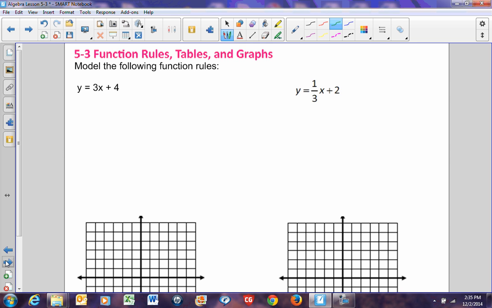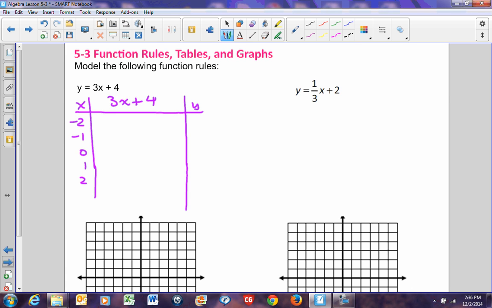Let's model a few more function rules just to get some extra practice. Let's say we have y equals 3x plus 4. Again, we need a table of values. So I'm going to have my lovely little table of values. 3x plus 4. There are no fractions, so I'm going to use -2, -1, 0, 1, and 2, because it makes it pretty simple, pretty easy.